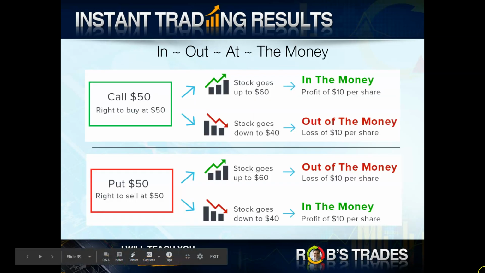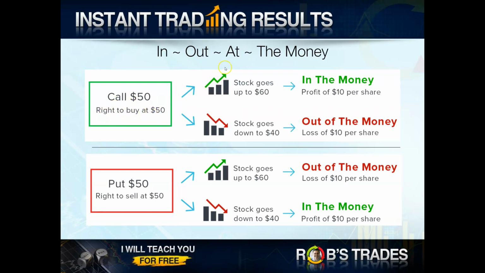Now in, out, and at the money, a $50 call is the right to buy the stock at $50. So let's say it goes up. All right, stock goes up to $60. You're then in the money. Woohoo! We're in the money. We have a profit of $10 per share. See, the stock's gone up from 50 to 60. Now, if the stock goes down to, say, $40, well, then we're out of money. We've just lost $10 per share.